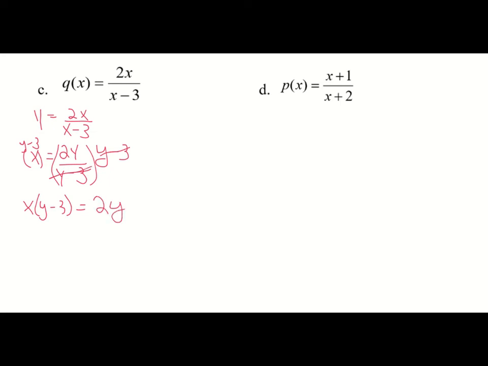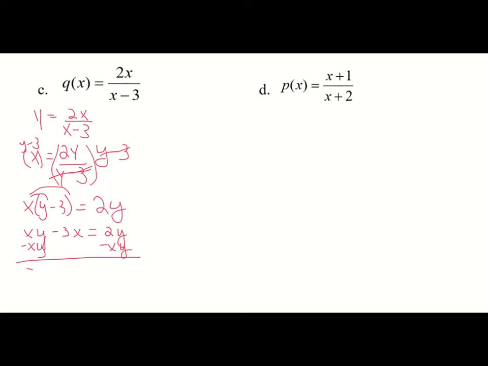And then I need to distribute here, which is going to seem odd, but I do. I want xy minus 3x. And what I'm going to do is get both of my y's on the same side. So I am actually going to subtract xy from both sides.